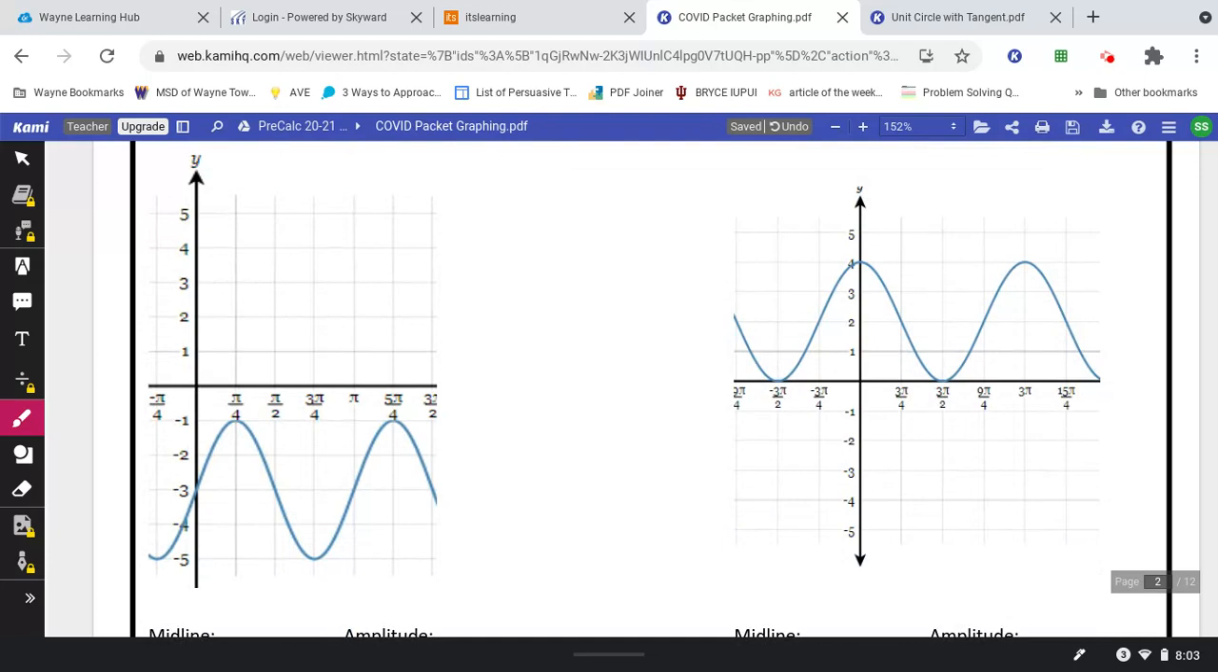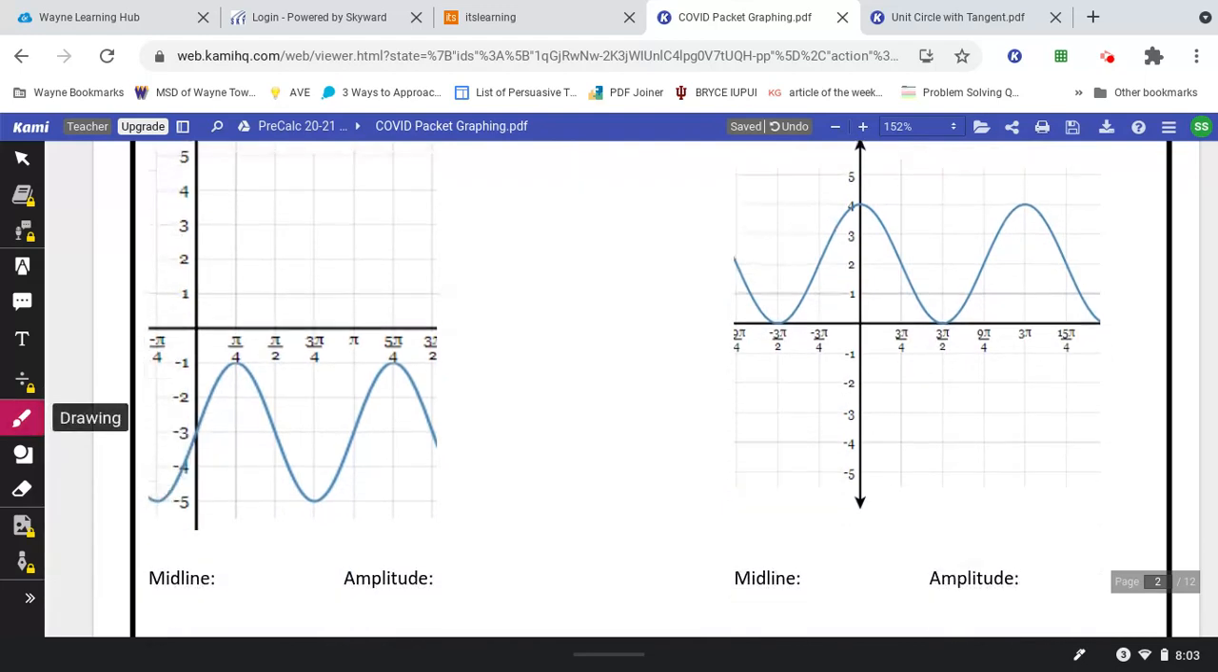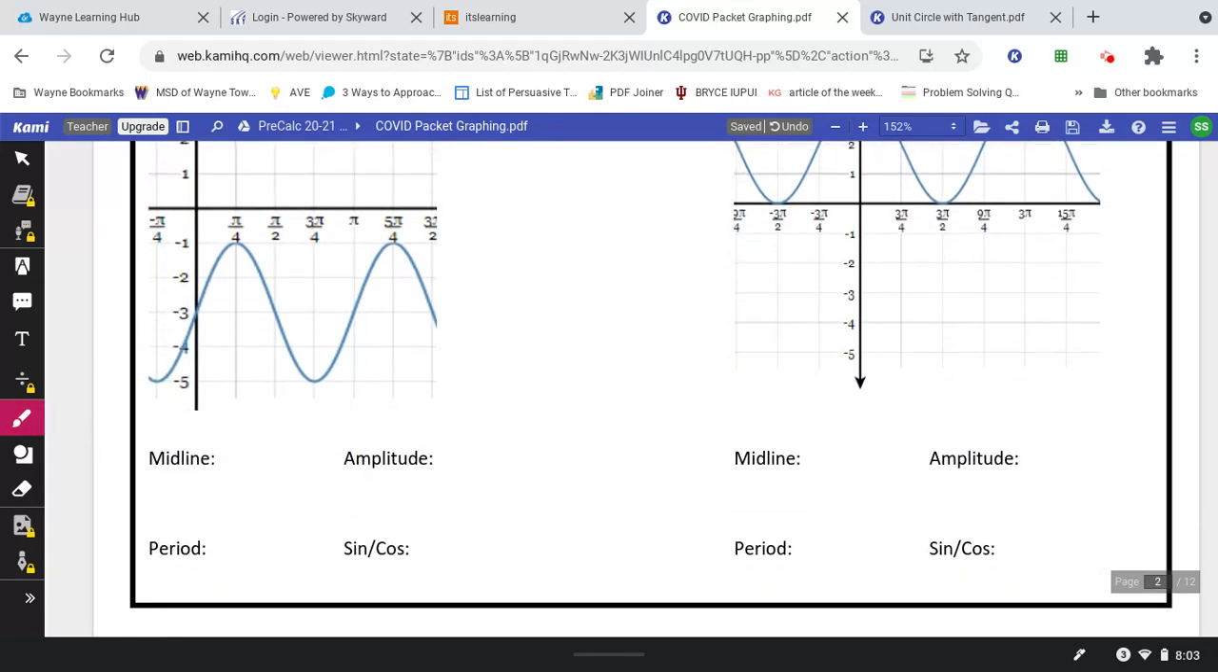Number 4. Our midline here. Take a look at it and see if you can find the midline. The midline is at y equals -3. Amplitude is how tall the wave is. So from the midline to the top of the wave, that's 2.